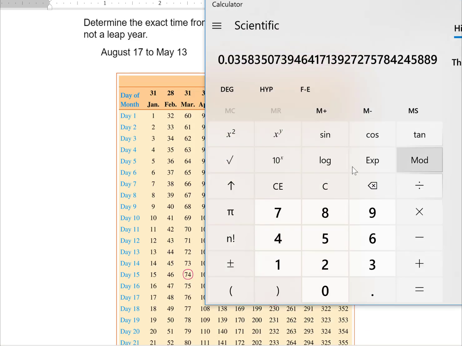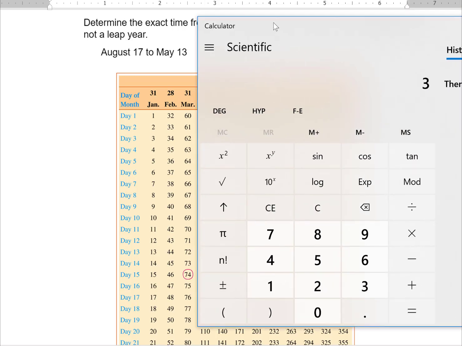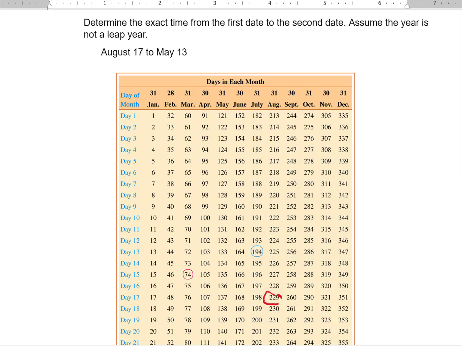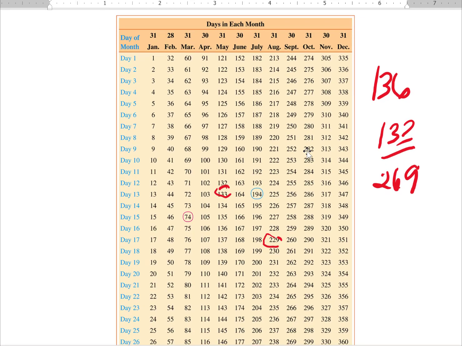so I'm going to find out how many days it is from that date to the end of the year. So I'm going to take 365 and subtract 229. And so that's 136 days until the end of the year. So I've got 136 so far. And then I need to go into the year and find the date for May 13th, which is 133. And I'm going to add those two together. And so there are 269 days between those two dates.